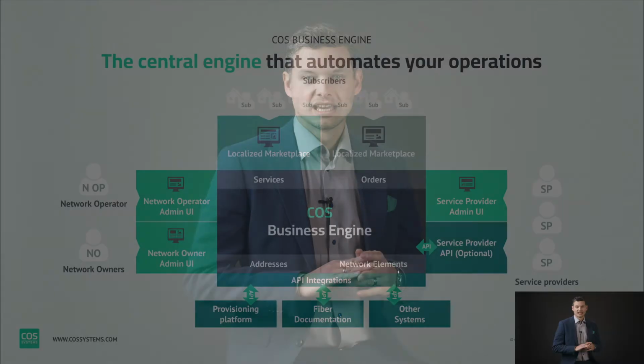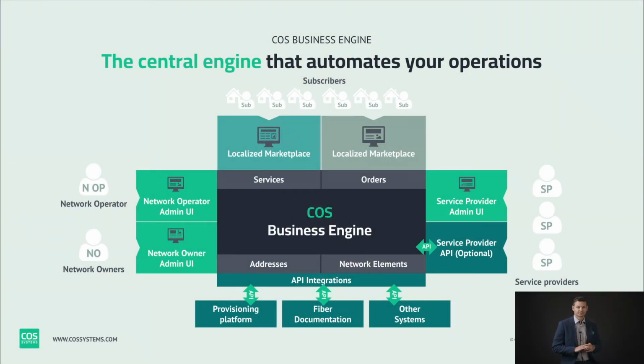The topic of this video is how to use the COS Business Engine to automate your network and your business. The true key to making your fiber to the home network a success is to automate as much as possible in all phases, while signing up subscribers, while building the network, and while operating it to full effect. And this is how it works.